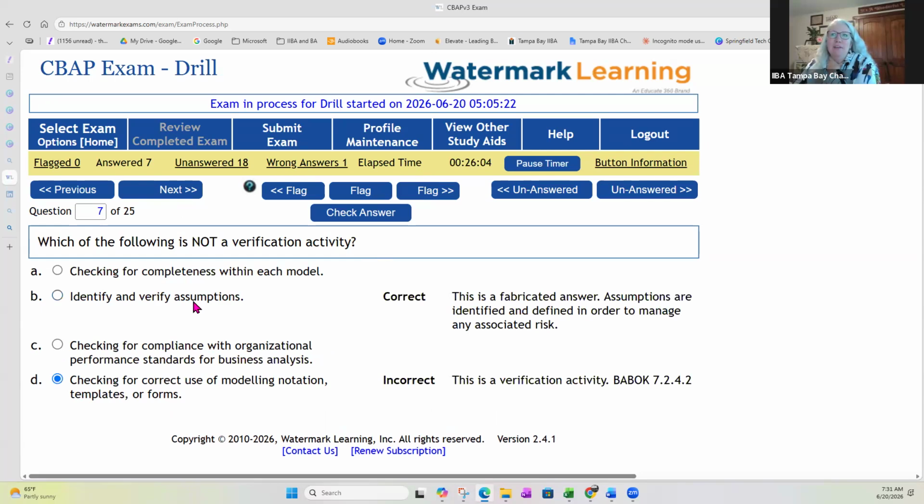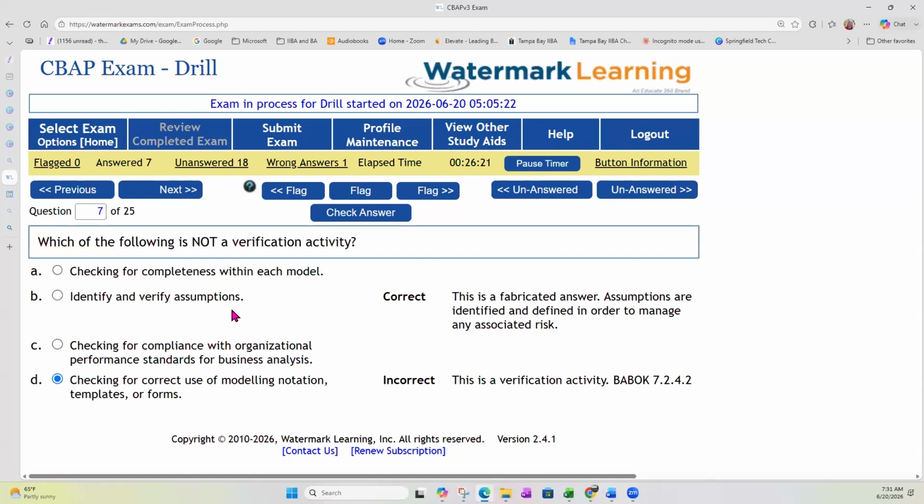Okay, so identify and verify assumptions is in the other task, in the validate task. So A and C and D are verify. This one is invalidate. A quick question to everyone. So verification and validation. What I'm understanding now is that validation, you're doing it with the stakeholders. Verification, you're doing it internally. You have templates, you have standards, you have a format, and then you're checking whether it is complete or not. Am I getting it correct?